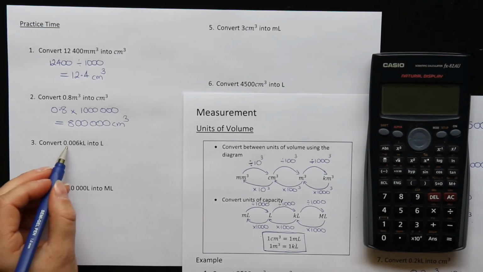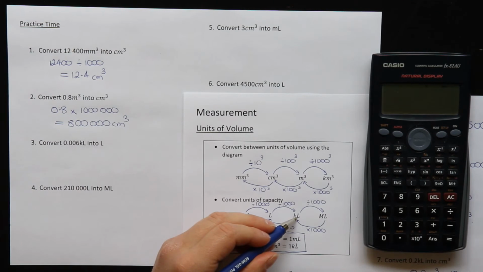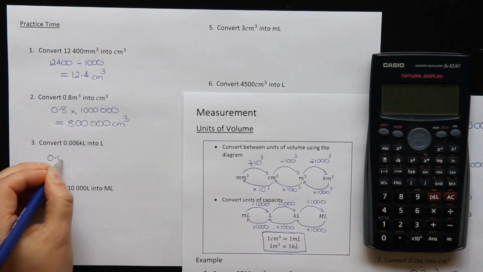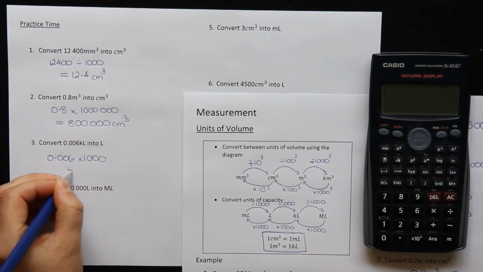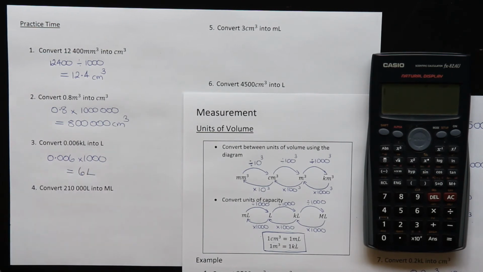Question 3, convert 0.006 kilolitres into litres. That's down here. We need to times by 1,000. 0.006 times by 1,000 is equal to, jump that over 3 places, that's 6 litres.